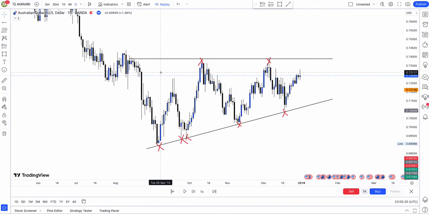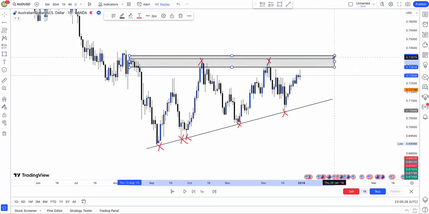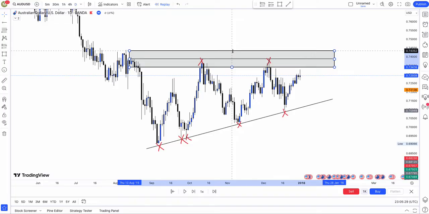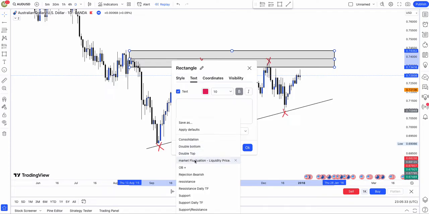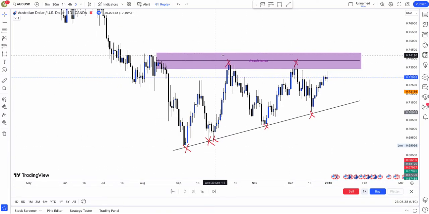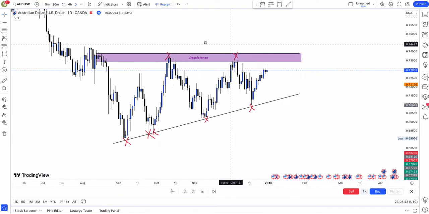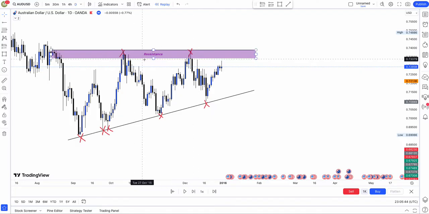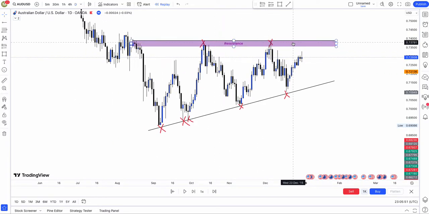So to explain my basic analysis here, we're going to draw some zones. This is our resistance point right here. We have a strong resistance here. Price is not moving out of this zone. Every time it comes to the zone, we have a rejection, which is what the red crosses are. So we have a resistance here.